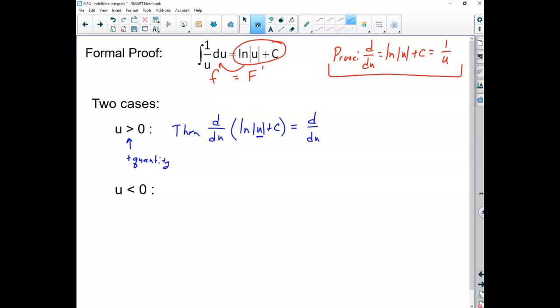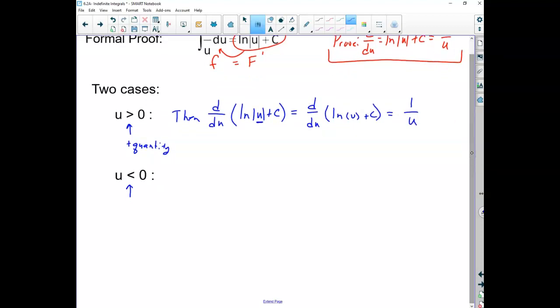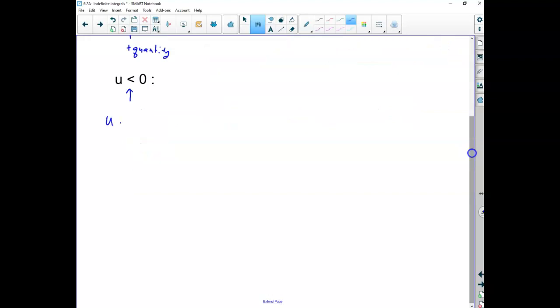If u is greater than 0, then I'm really taking the derivative of the ln of u plus c, which is going to give me, well, what is the derivative of ln u? It's the derivative of the inside over the inside, which is 1 over u, okay? And really, it didn't do anything because it was positive. That is not the case we're worried about. The case we're worried about is down here, if u is less than 0. Well, if u is less than 0, that means u is a negative quantity, right?